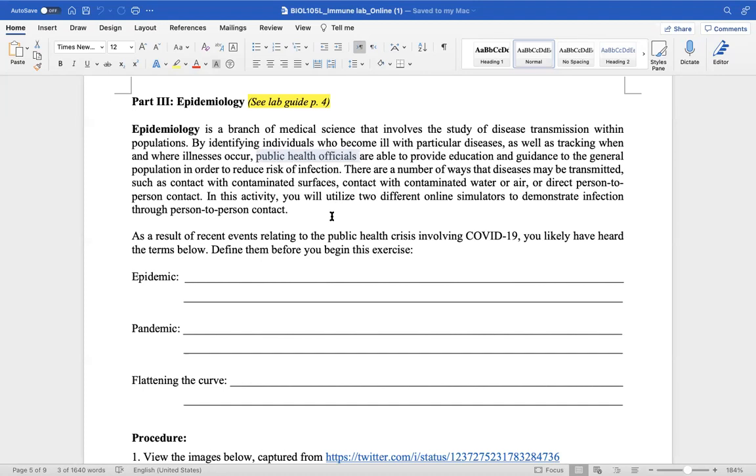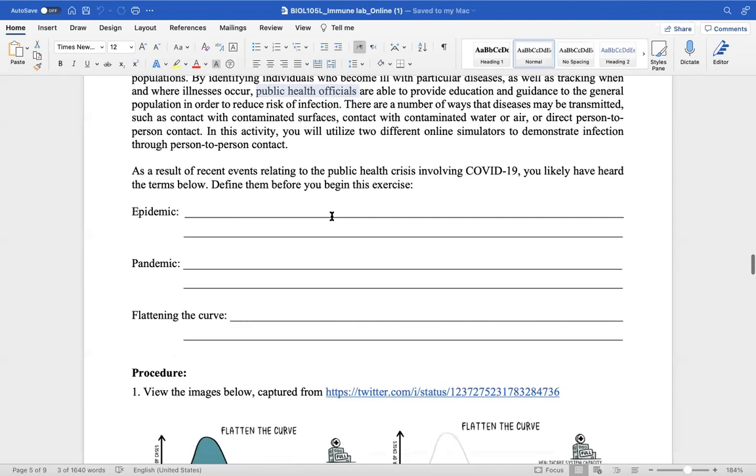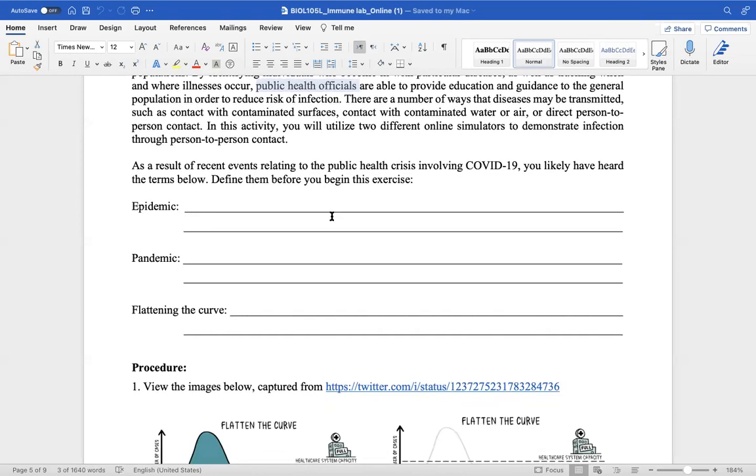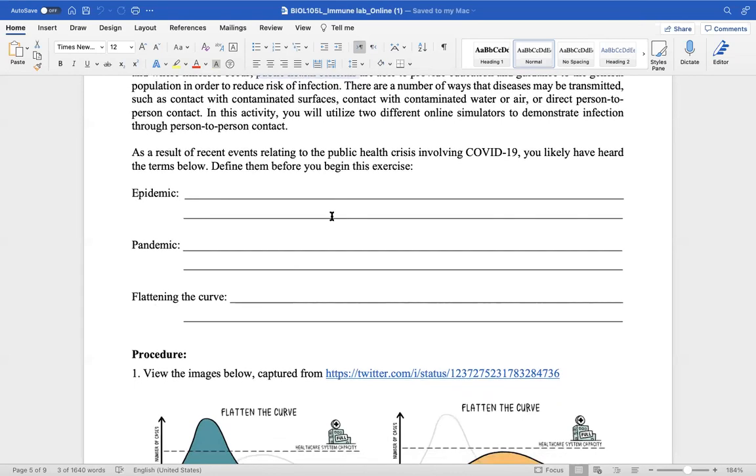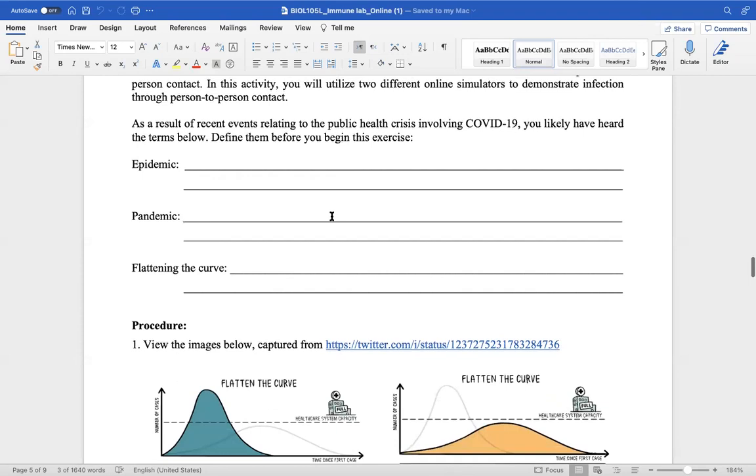There are a number of ways that disease may be transmitted, such as contact with a contaminated surface, with contaminated water or air, or direct person-to-person contact. And this activity will utilize 2 different online simulators to demonstrate infection through person-to-person contact.